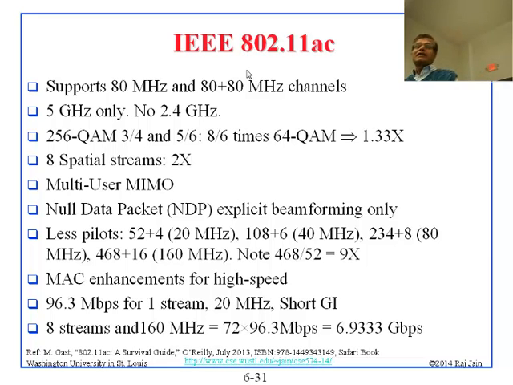Obviously you cannot find 160 or 80 in 2.4 gigahertz, so this doesn't run at 2.4 gigahertz. Because if you ran at 2.4 gigahertz, you would just swamp everybody else. Your phone will stop working. So basically, this runs only at 5 gigahertz, where there are plenty of channels to do this kind of thing.